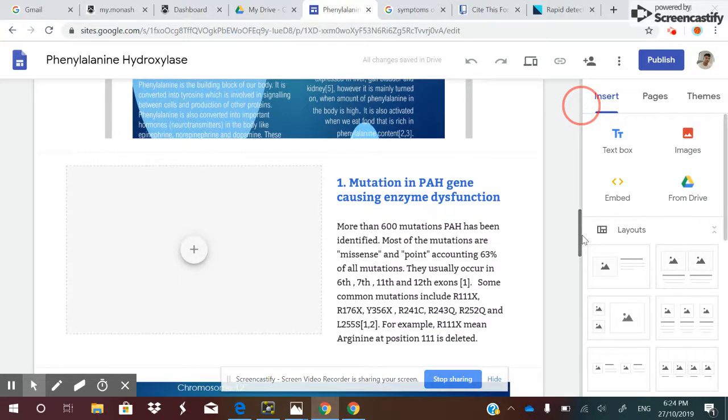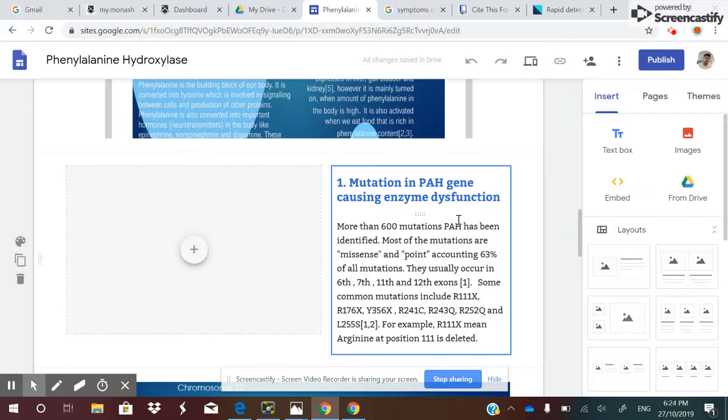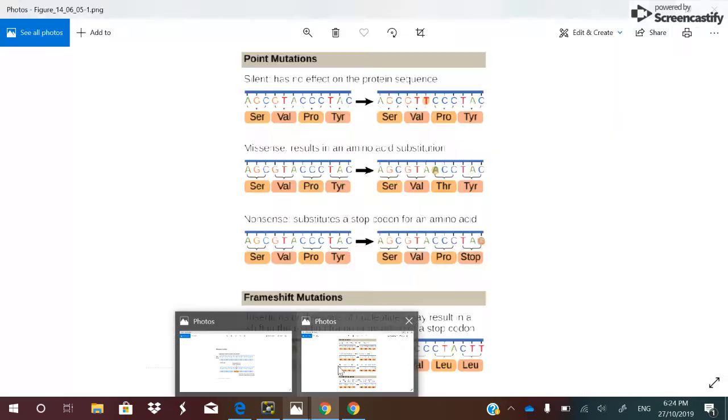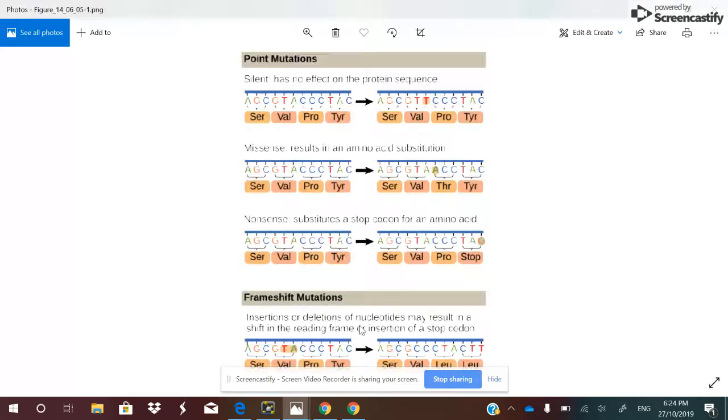In the case of phenylketonuria, in the phenylalanine hydroxylase gene, more than 600 mutations have been identified. Most of the mutations are either missense or point mutations. Now let's talk about missense mutations. A missense mutation is one of the point mutations where one amino acid is swapped with another amino acid.